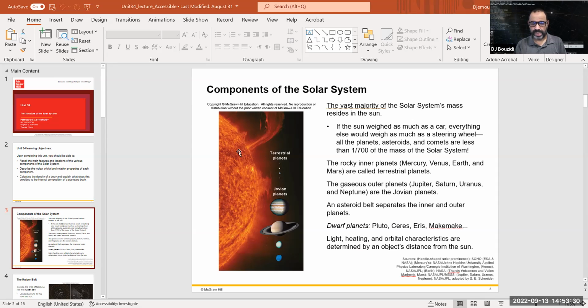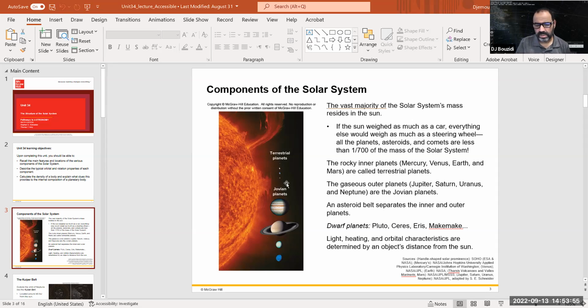Again, in terms of size, as I was saying, by far the sun is the biggest object in the solar system. And then if it were not for the sun, you have Jupiter that basically outweighs all of the other planets combined, including Saturn. Then comes Saturn, then the other two ice giants, namely Uranus and Neptune.